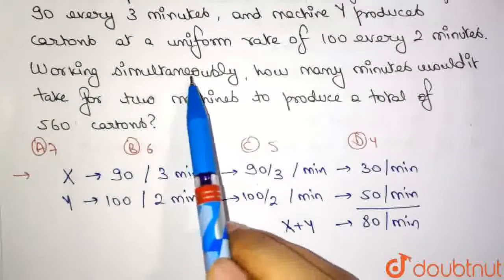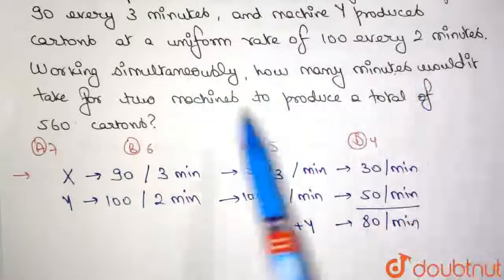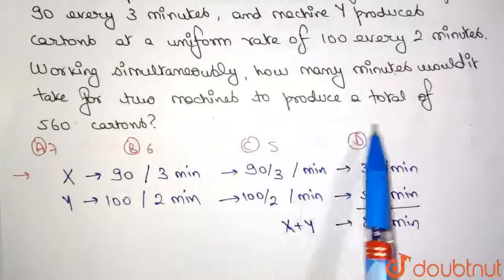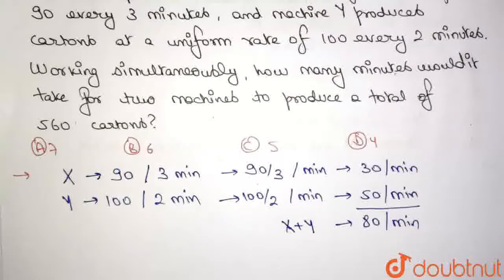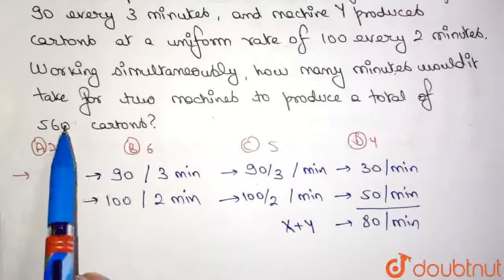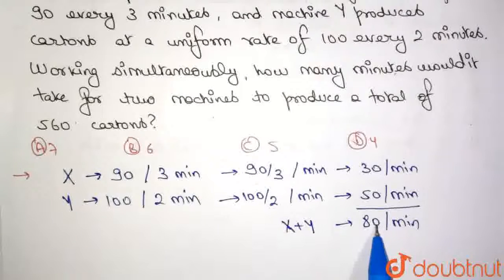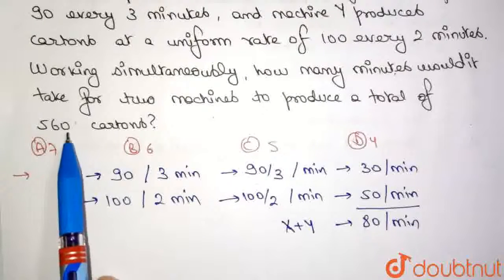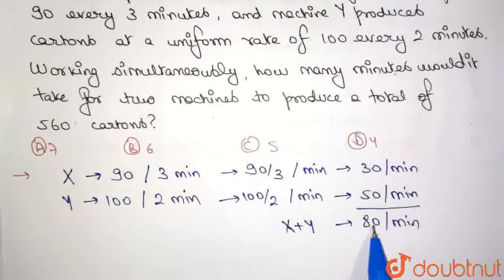Because working simultaneously, how many minutes would it take for the two machines to produce a total of 560 cartons? Now, working together, they are producing 80 cartons every minute, right? And our target is 560. So if they are producing 80 cartons in 1 minute, how many minutes will they require to produce 560 cartons? So what are we going to do? We are going to simply divide 560 by 80. Because the target is 560 and we have a production rate of 80 in 1 minute.